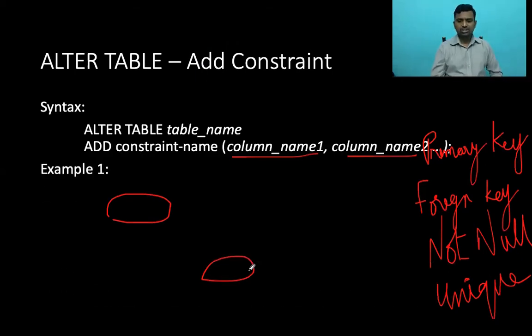I have to give the constraint name. These are the constraint names that we have in common: primary key, foreign key, not null and unique. If I want to add a constraint, yes, I can do that with the help of the add command. Add does two things. One, I can add a column, another, I can add a constraint.